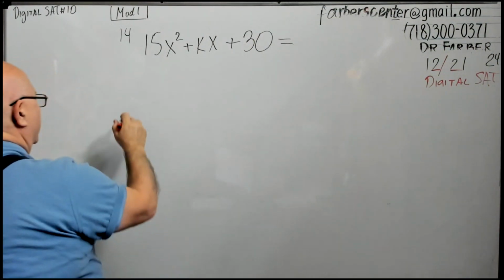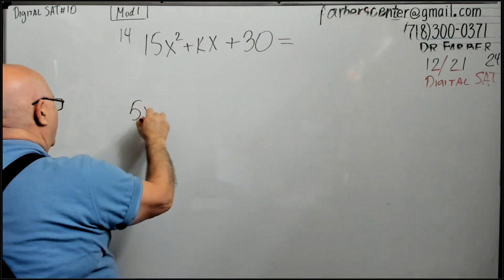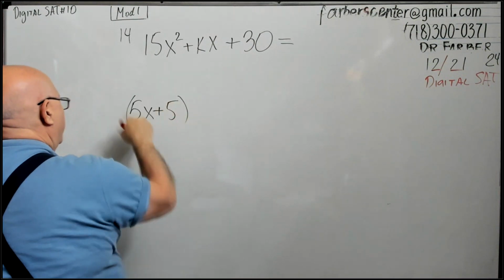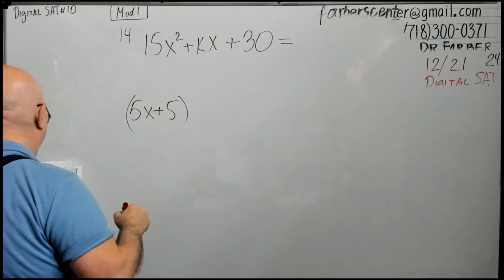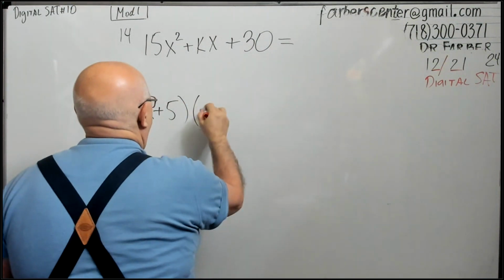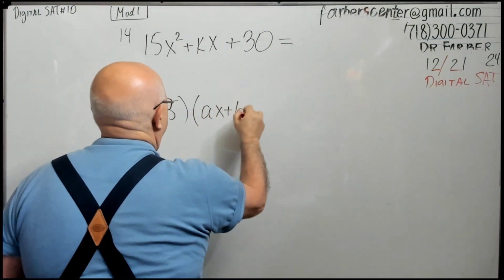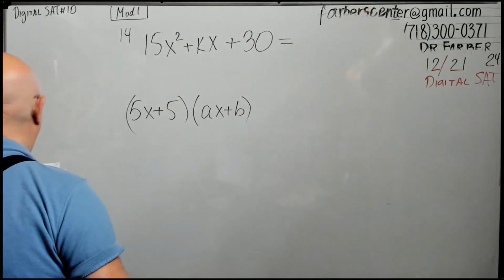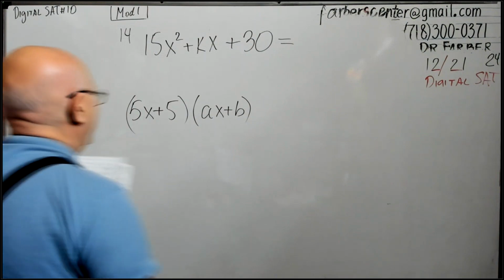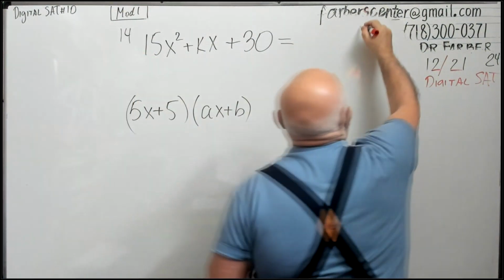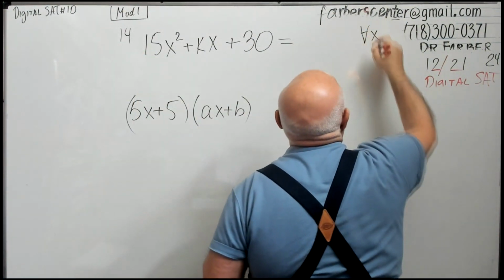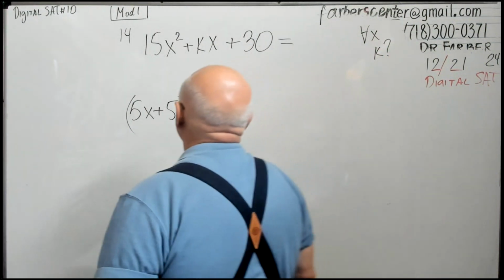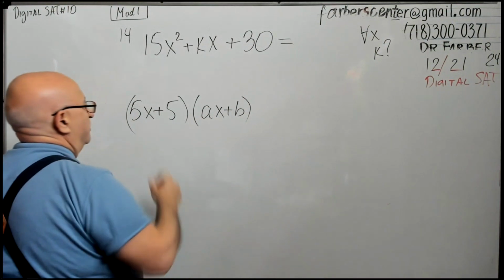What is the right part? 5x plus 5 times ax plus b, this right part. And they ask you to find k, given that it works for all x's. One way is to use the distributive property.